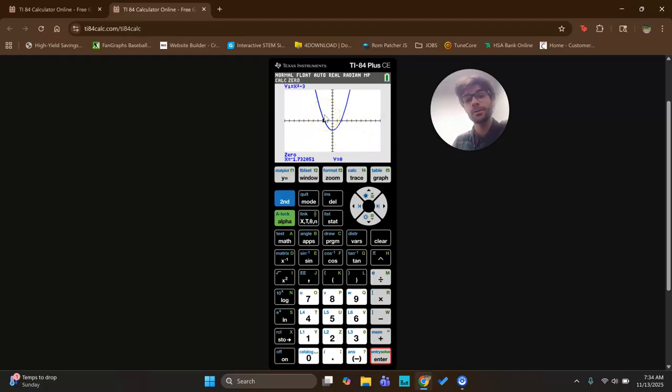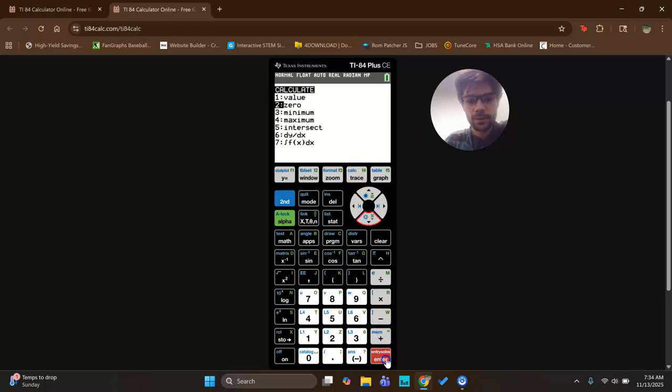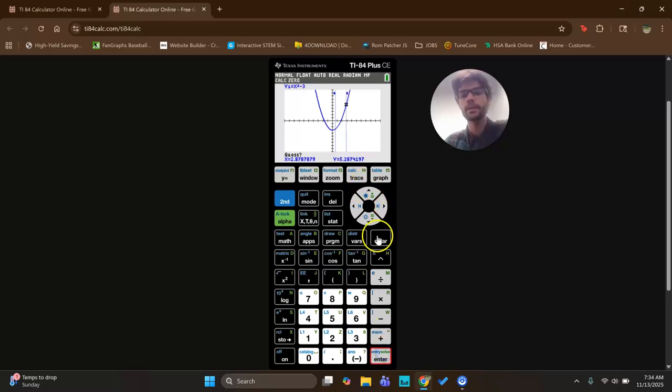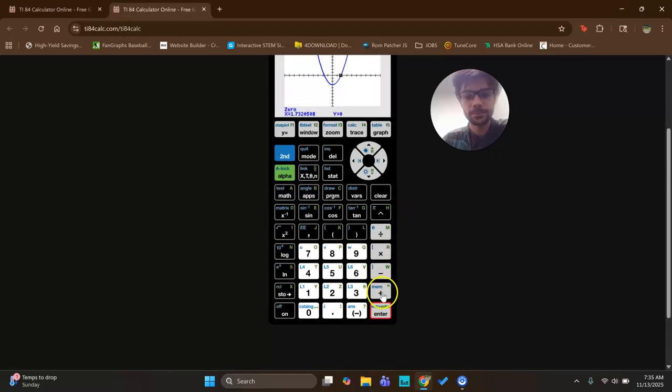Now, since this is symmetrical, I'm going to guess that the other one to the right is 1.732051, going on forever. Let's just check. Again, second trace brings us to calc. We want the 0, which is where it crosses the x-axis. Left bound would be about here. That works. Right bound, we can go here. As long as you're left and right, doesn't matter where. And then our guess right here. And I was right, so it's 1.73205508. Perfect.